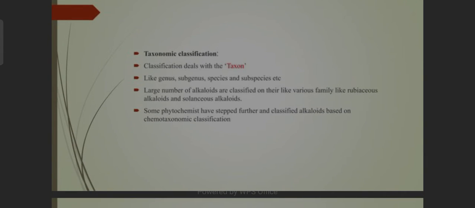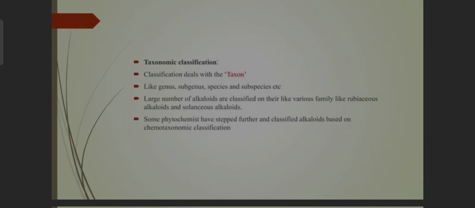Third, taxonomic classification deals with the taxa, like genus, subgenus, species, and subspecies. A large number of alkaloids are classified on the basis of various families, like solanaceous alkaloids and papaveraceous alkaloids. Some phytochemists have stepped further and classified alkaloids based on chemotaxonomic classification.